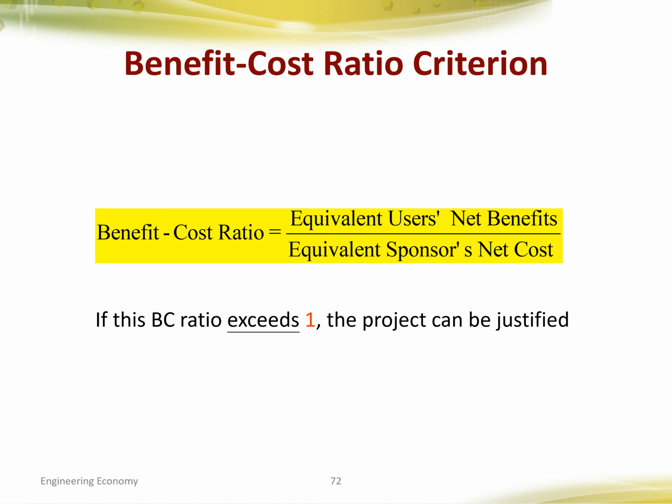Benefit cost analysis usually comes with the so-called benefit cost ratio, which you can probably understand immediately. We want to have benefit more than cost, and the benefits come from users, and the costs come from sponsors. And when the ratio is greater than 1, then this project can be justified.